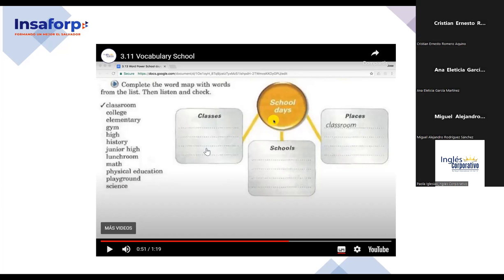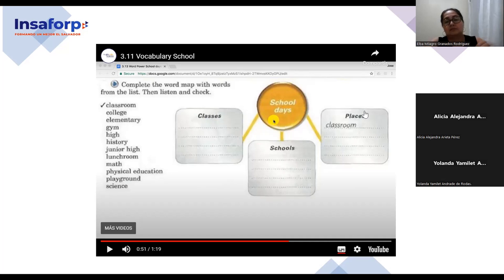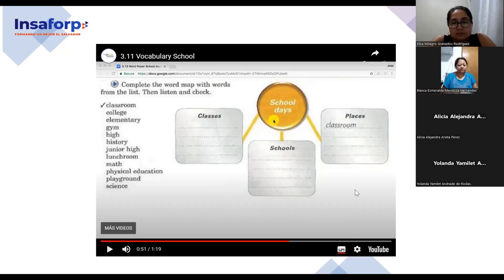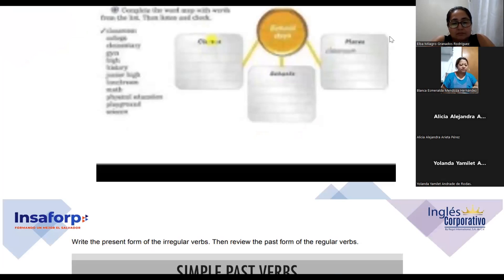Okay, so this is the vocabulary that we can relate according to one main characteristic, right? Like classes, we have a bunch of classes. The schools, the things that go with the schools, like elementary, junior high, college. And with places, the vocabulary that is related to place. Perfect, that was very good. Okay, let's continue. Give me a minute, please.